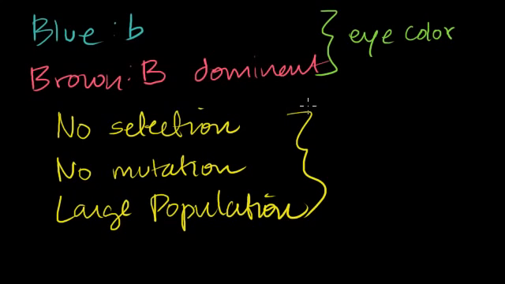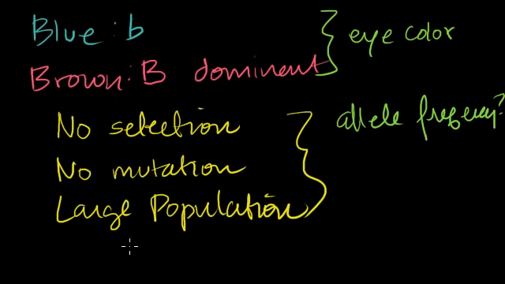What do I mean by allele frequency? Well, I said large population, but let's take a very small population. Let's say that there's two people in the population, and one guy right here, let's say his genotype is big B and lowercase b. And let's say that the other guy has blue eyes, so he has to be homozygous recessive. Let's say this is the entire population.